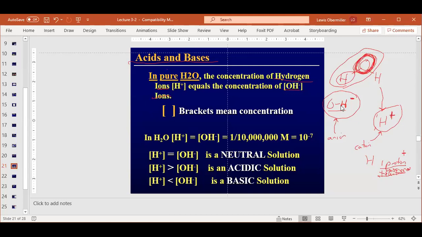So this is what happens in water. If you had a glass of water and you could shrink yourself down, you would see that this happens at a specific rate. It doesn't happen all the time. It's not very common. It occurs at the rate of 1.0 times 10 to the minus 14th moles.